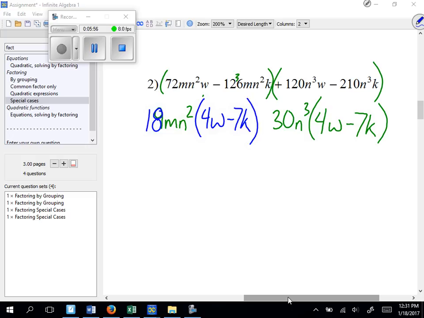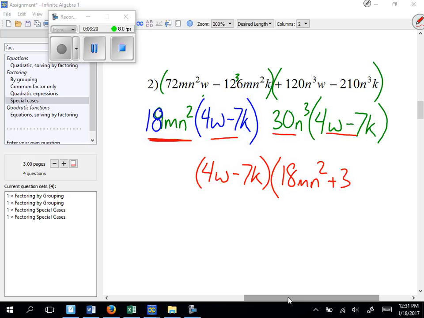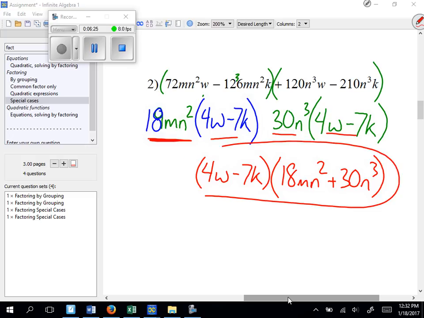All right, and that is the safest bet on how to do these. If you factor these and you realize, I did everything right, but I'm just off by a few numbers, just go through and double check, could I have factored something bigger out? Since they're the same on the inside, I know one of my factors is 4W minus 7K. On the outside, I take whatever it is, so 18mn squared plus 30n to the third. That would be it, peeps.